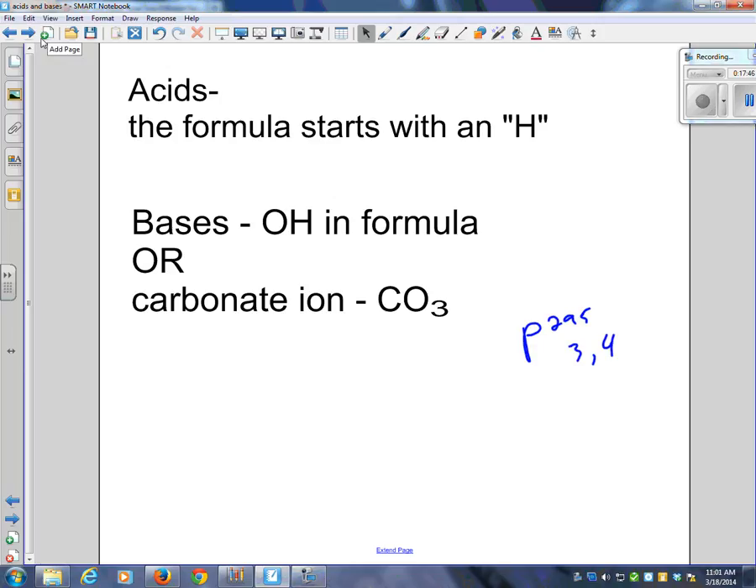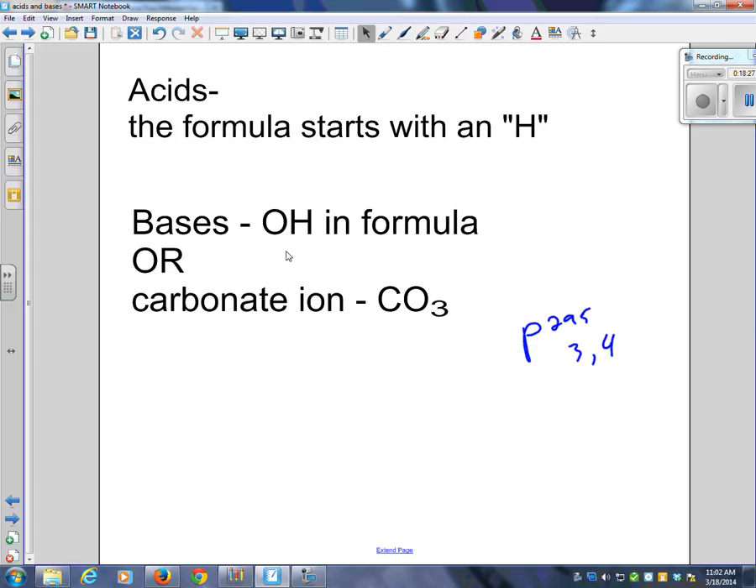Here's a couple things that you need to know. Acids, the formula almost always starts with the letter H. If there's an H out front, it's an acid. Give me one thing that starts with an H that isn't an acid. A chemical formula we drink every day: H2O, water. So just because it starts with a hydrogen doesn't mean that it's an acid, but generally that's true. And actually, if it starts with a single H, it's likely an acid.